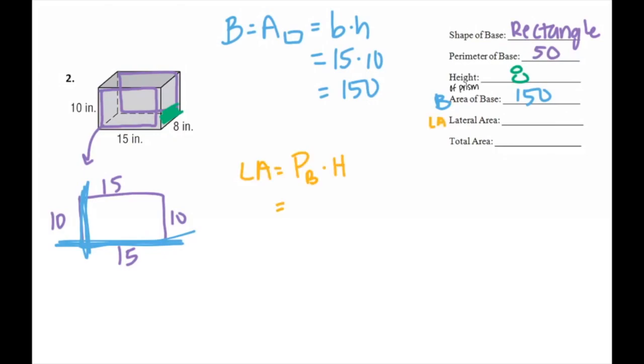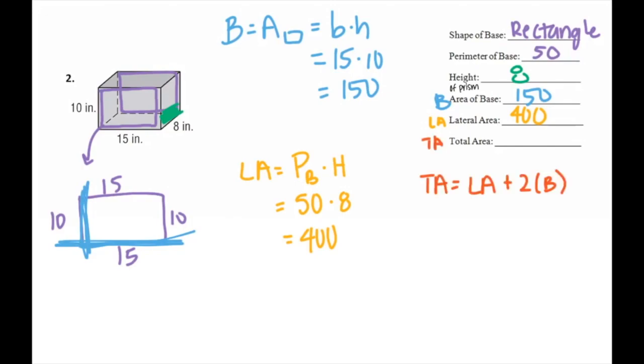All right, so our lateral area, again, is perimeter of the base times the height. So the perimeter of the base we found was 50. When I'm talking about height, I'm talking about capital H, the height of the prism, aka the distance between the bases. So that's 8. So that means my lateral area is 400. So we're going to go ahead and try to find the total area. Total area formula is the lateral area plus 2 of the bases, and I get 700 for that one.